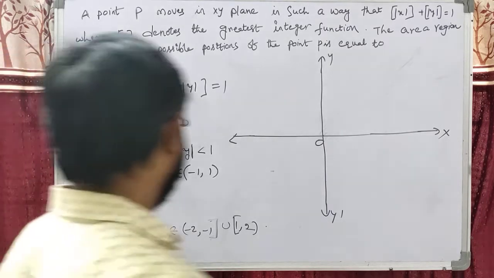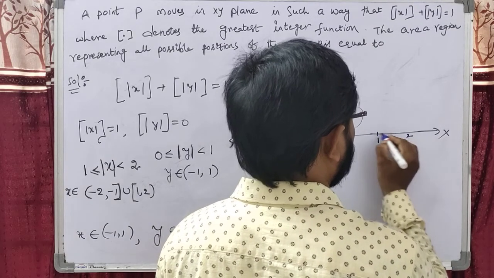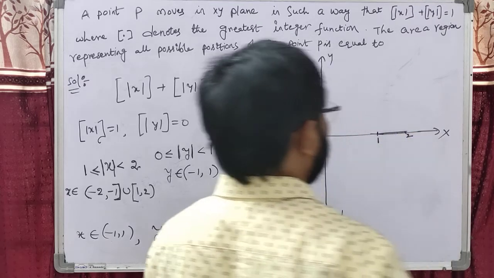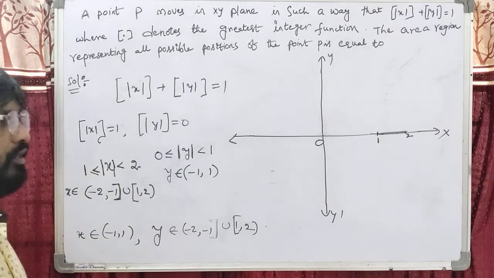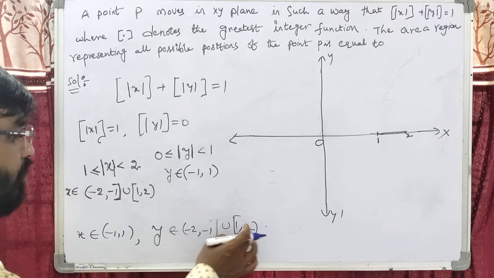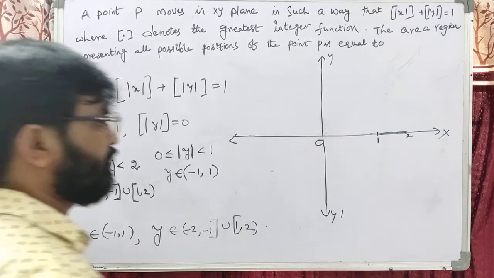Suppose here taking 1 to 2. This is the region 1 to 2 on the x-axis. Everything is 0. That means we got mod y is 0. Suppose when we are taking y, what are we getting? When we are taking y as 1 to 2, y is 1 to 2.